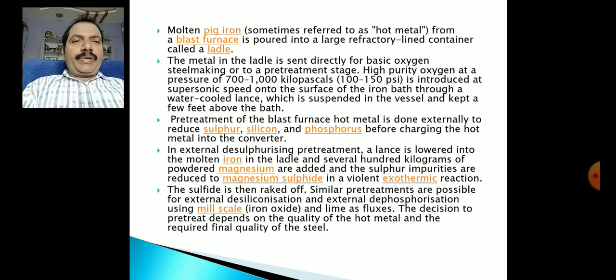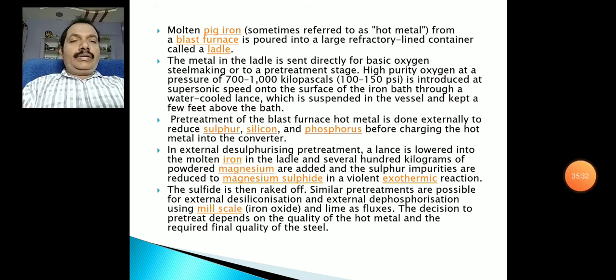So the molten pig iron, sometimes referred to as hot metal from a blast furnace, is poured into a large refractory lined container called a ladle. The metal in the ladle is sent directly for basic oxygen steel making or to a pre-treatment stage.